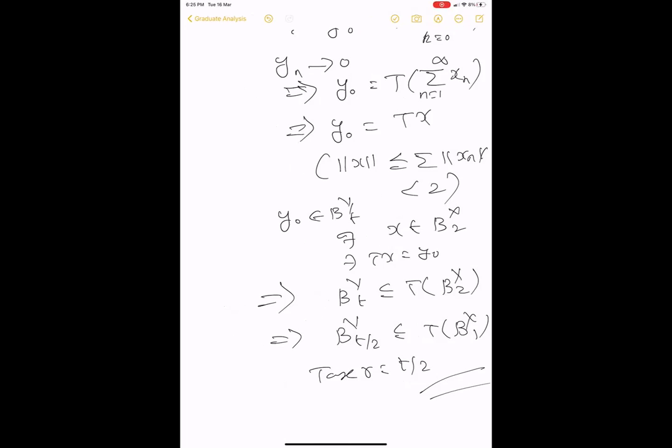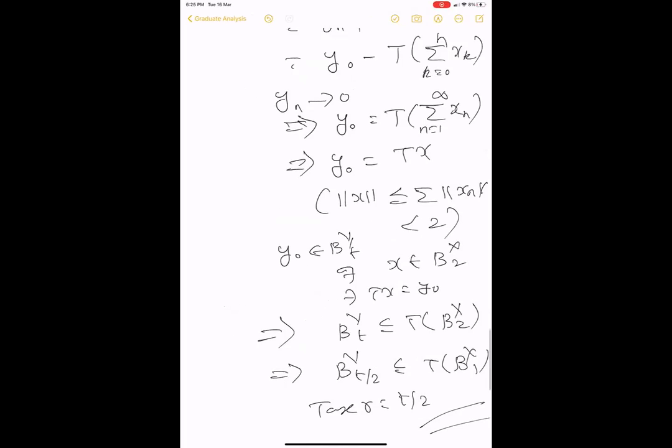Tell me whether this is fine. Sir, can you tell that? Can you tell the last step once more? Last step, the whole thing.